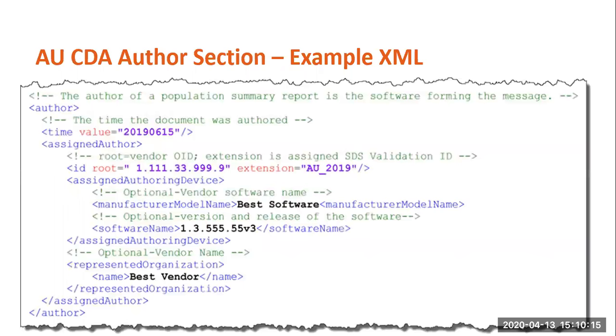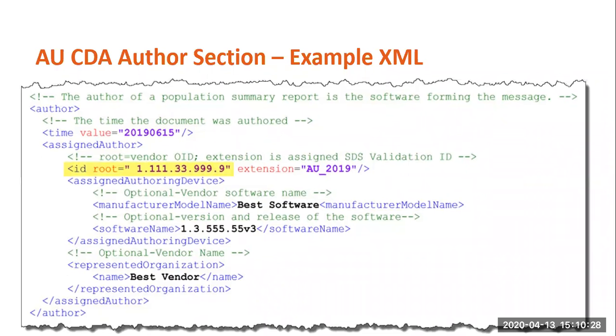So next, I'd like to show the author section of the AU CDA and the expectations for including SDS vendor information. This slide shows an example of the XML coding of the author field. Next slide. The ID root that I've highlighted here must contain your vendor OID. Next slide. The extension must contain the SDS validation ID.